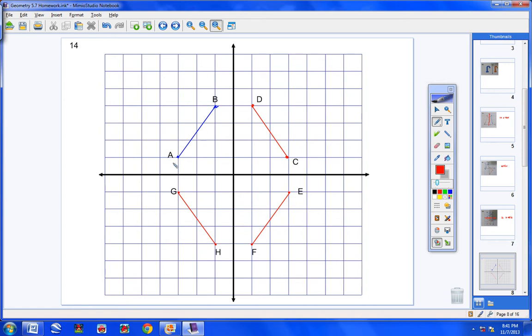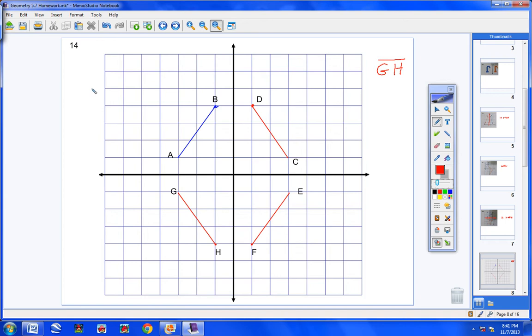So here's AB, here's the x-axis. If we were to fold this piece of paper right on this line right here, GH would be the reflection of AB in the x-axis. So the answer to the first part of 14 is segment GH. Segment GH is a reflection of segment AB in the x-axis. In the x-axis. All right.